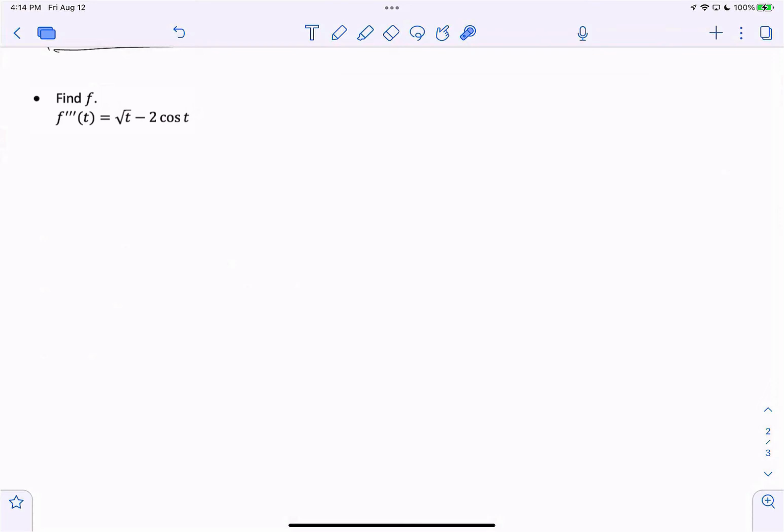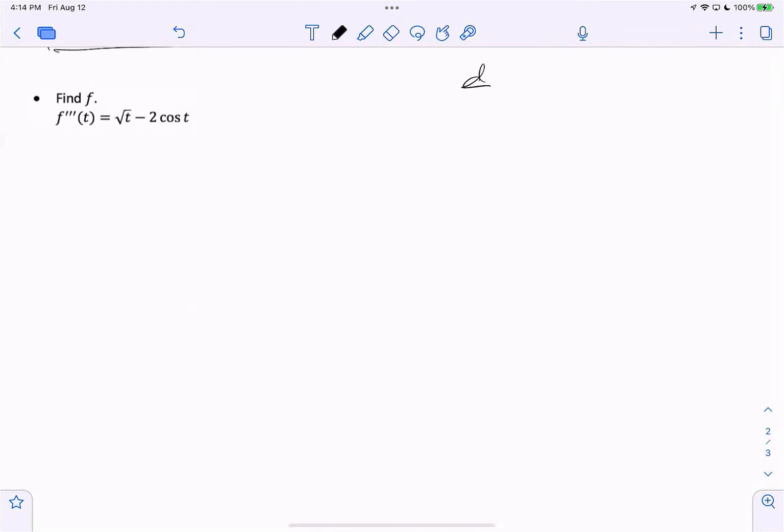Let's see what happens with a higher order derivative. We're going to find f. Our function is f triple prime equal to the square root of t plus 2 times the cosine of t. Let's talk about trig functions.